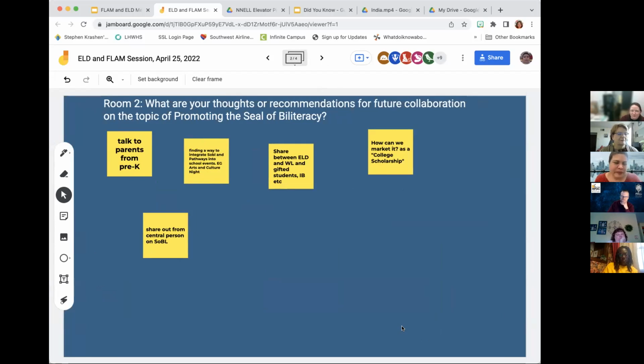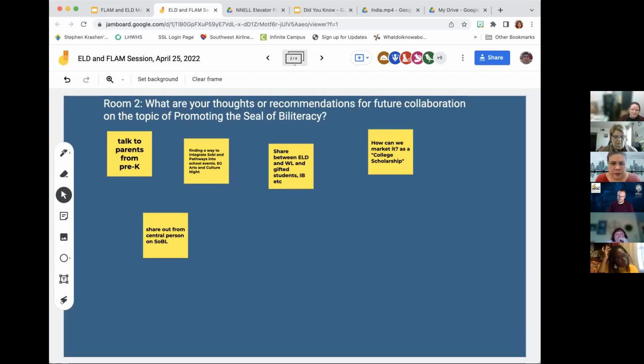So the very first thing that we discussed was the need to start talking to the parents about this Seal of Biliteracy and the pathways from pre-K onwards, so that they encourage their students to maintain and develop the proficiency in the heritage language, and not to necessarily exclude it in favor of English. Right.